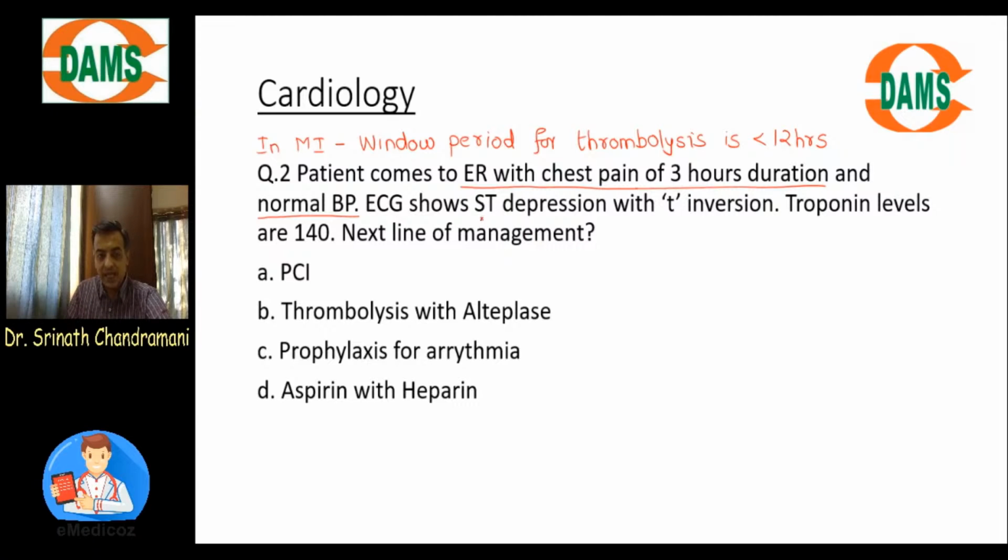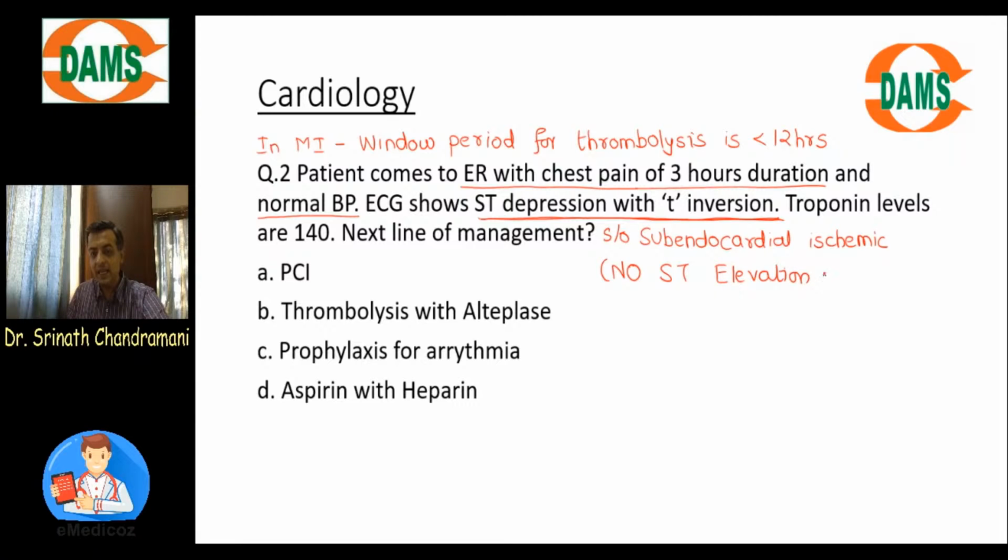ECG shows ST depression with T-wave inversion. ST depression with T-wave inversion is suggestive of subendocardial ischemia, or we can say ischemic changes are present on the ECG. But please note, there is no ST elevation. ST elevation MI is not present.